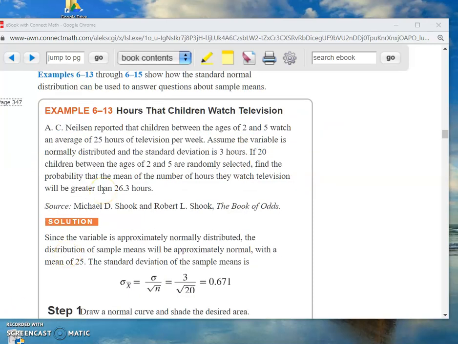Okay, so example 6-13. How many hours do kids watch television? Okay, so kids between certain ages watch an average of 25 hours of television per week. Assume the variable is normally distributed. The standard deviation is 3 hours. If 20 children between the ages of 2 and 5 are randomly selected, find the probability that the mean of the number of hours they watch television will be greater than 26.3 hours. Okay. All right, so now listen.